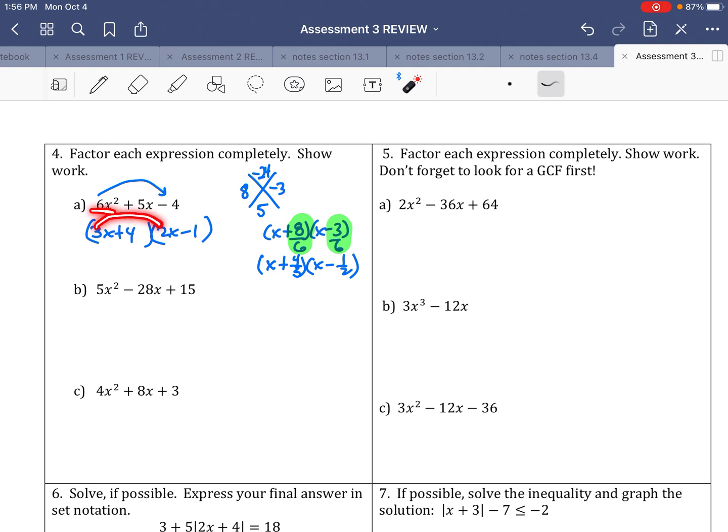So again, check it. 3x times 2x, there's your 6x squared. Here I'm getting negative 3x and 8x, so that's where this 5x is coming from. And finally, 4 times negative 1 is negative 4.